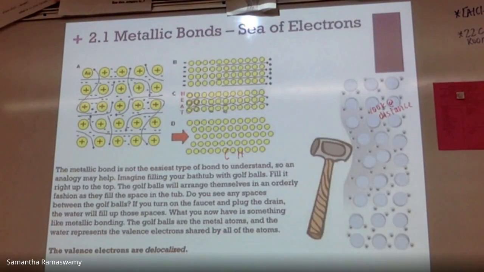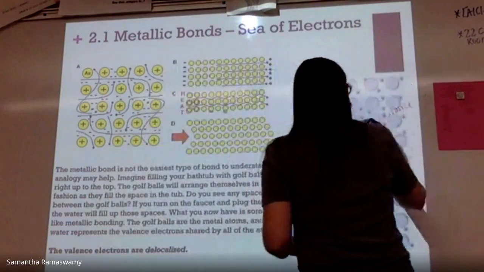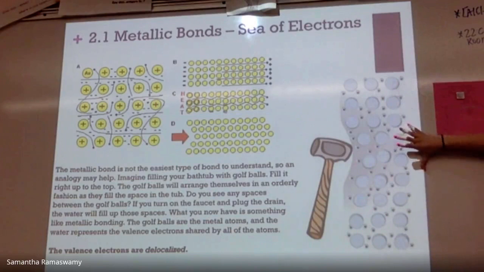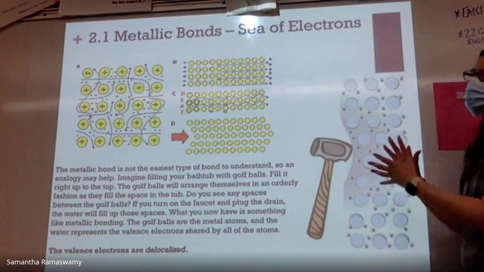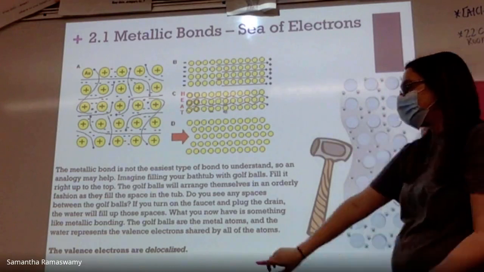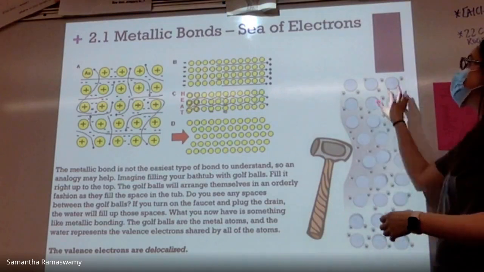Now, the last type of bond, this is still part of 2.1, is a metallic bond. A metallic bond has what's called a sea of electrons. Here's an example of a metal: you have metal atoms, and then you have these electrons. The electrons are not just fixed in one place. The electrons are able to move all around. That is called delocalized. So delocalized means that the electrons can move around.